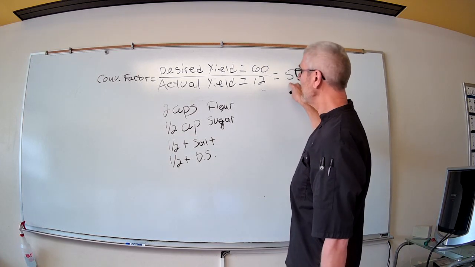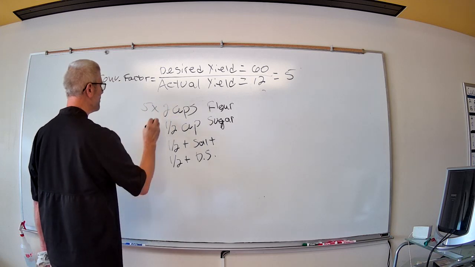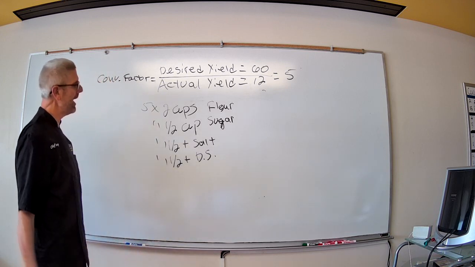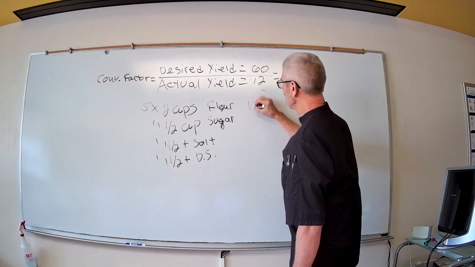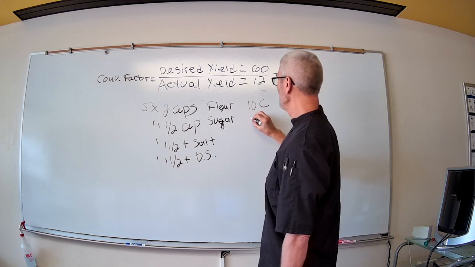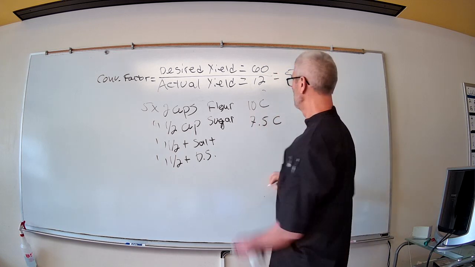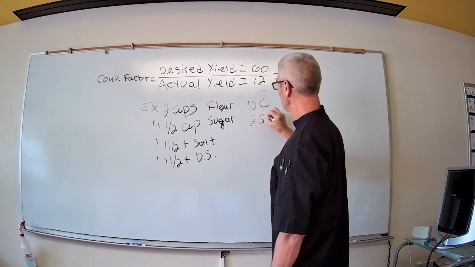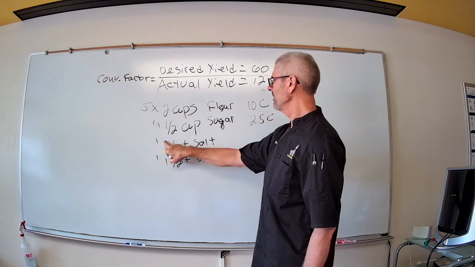What I would do is take this 5 and multiply it by each ingredient. So the flour becomes 10 cups. The sugar would become 7.5 cups. Did I get that right? No, you didn't get that right. 2.5 cups. I was looking at this, 1/2 teaspoon of salt.